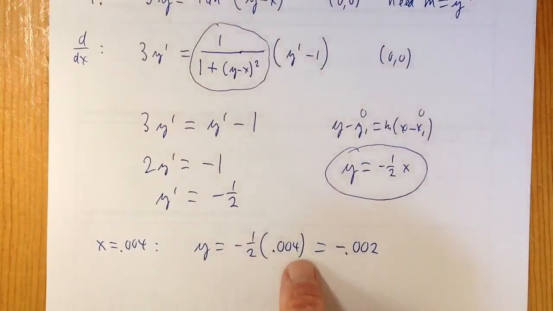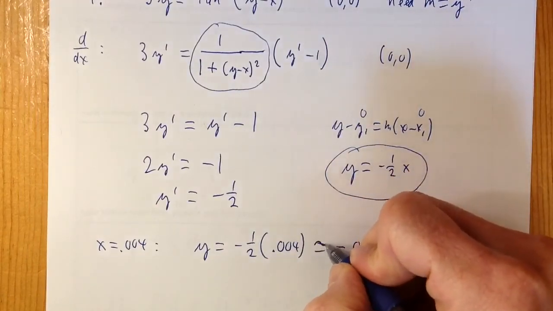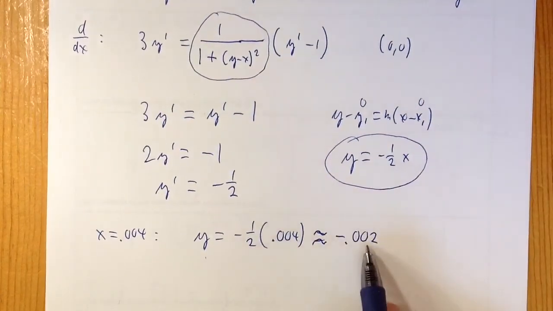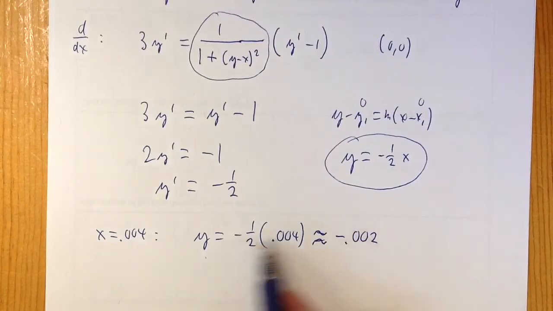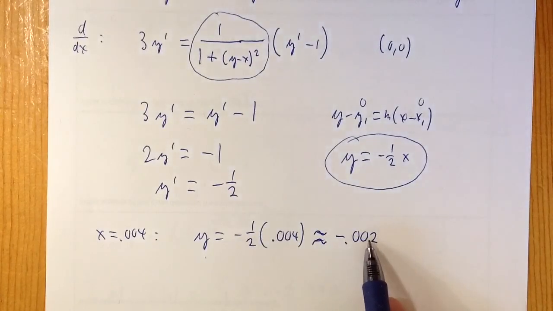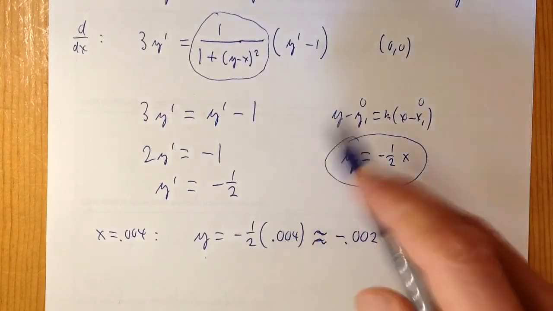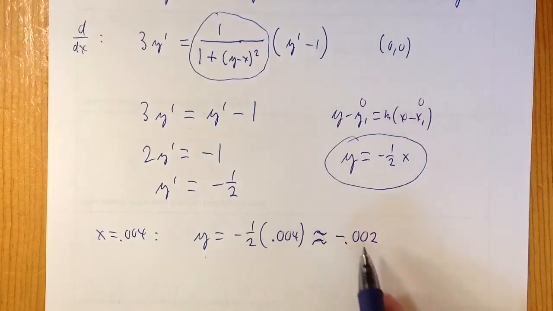And then you can plug in the x they give you to find an approximation for the y. That's why they often write that you should use squiggly lines here. So y is about negative 0.002 because this is an approximation. We're approximating a curve with a straight line, which works pretty well if you're close to the point. 0.004 is close to 0, close to x equals 0. So this is probably a really good approximation. Okay, hope that helps.